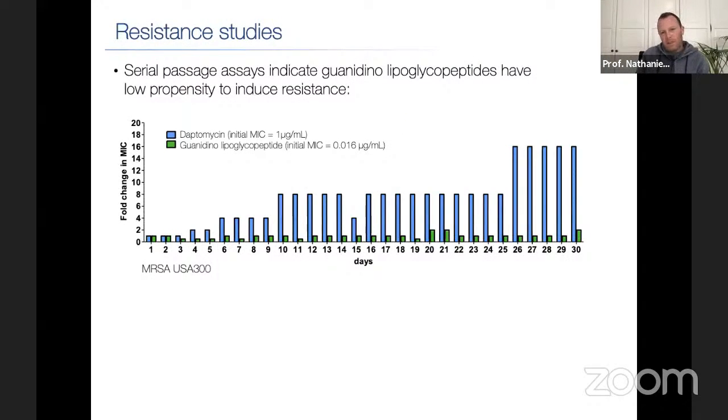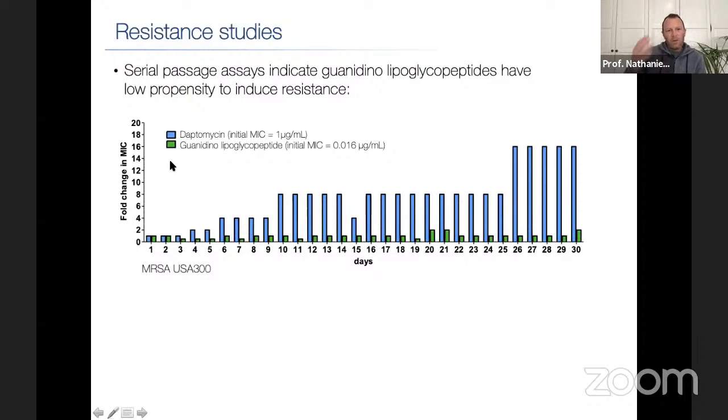The next set of assays we did was aimed at assessing whether or not these new compounds were more or less likely to induce resistance. And so an assay was done called a serial passage assay. Here we started with a sensitive strain of MRSA that we could kill with a relatively low concentration of our compound. We took daptomycin along as a reference antibiotic.